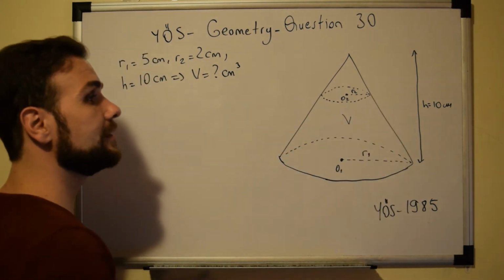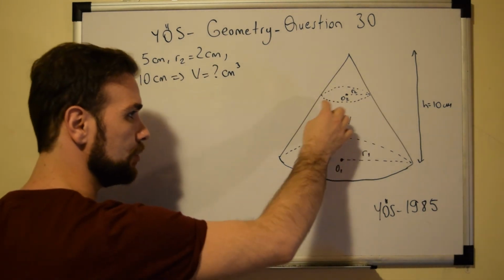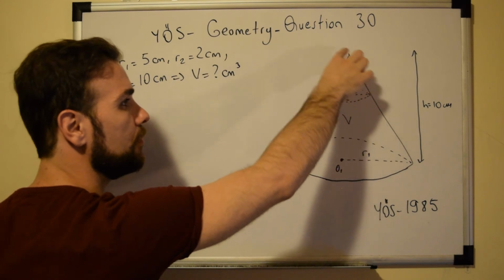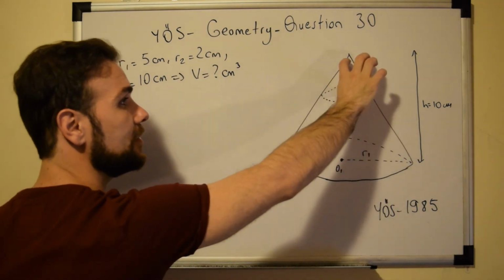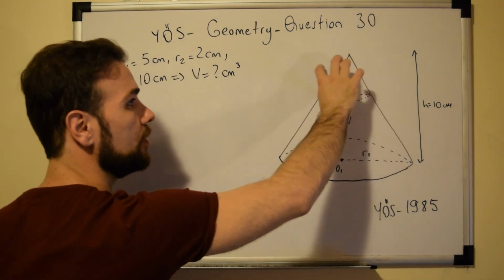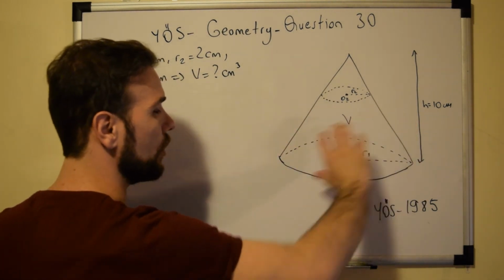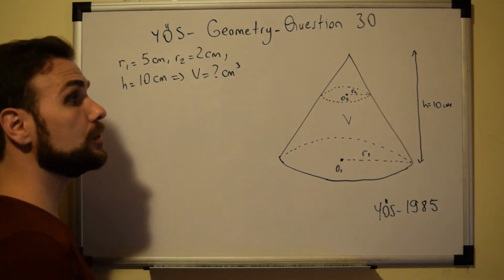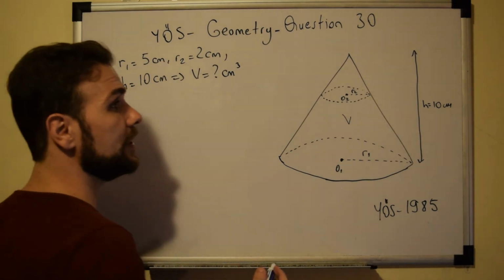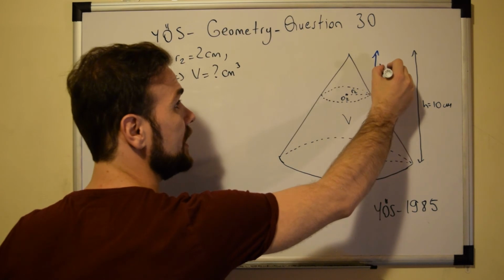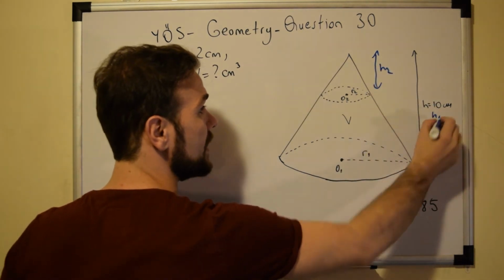So how do we get the value of only this part of the cone? It is by calculating the volume of the whole cone, and after that subtracting the volume of only the small cone, and by doing so we will get the value of only this part of the cone. But first, what do we need? The first thing that we need is to find the height of the small cone. So we need h2, and I'm going to call the big cone's height h1.